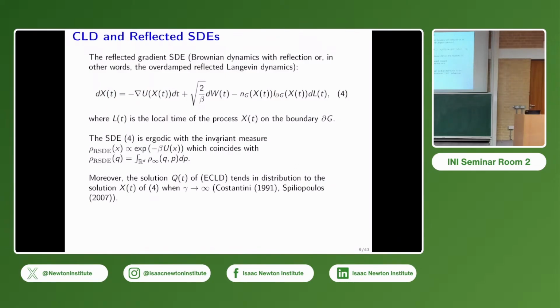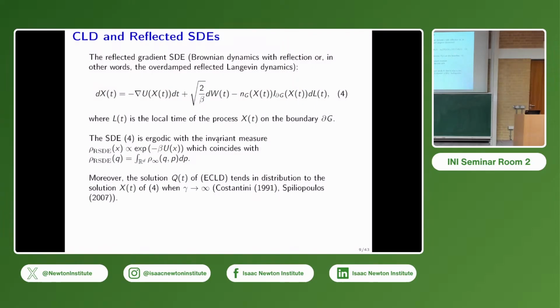So let me compare briefly CLD with reflected SDs, which you will see can do a similar job. So this is the overdamped reflected Langevin equation. That's the usual Langevin. Then we can keep trajectories inside using the local time, and under suitable smoothness assumptions on the boundary and on the potential, it has an invariant measure. But again, X now, in contrast to the usual overdamped Langevin dynamics, belongs to the domain G thanks to the local time.